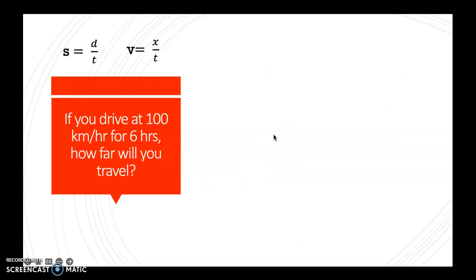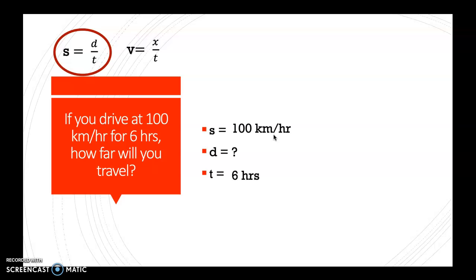Okay, so let's go ahead and do a practice problem here. If you drive 100 kilometers per hour for 6 hours, how far will you travel? First thing we want to think about is, are we doing speed or velocity? Since we're not given a direction, we know we're going to be doing the speed equation. So I'm going to list out the variables that I know. I have a speed of 100 kilometers per hour, and I have a time of 6 hours.